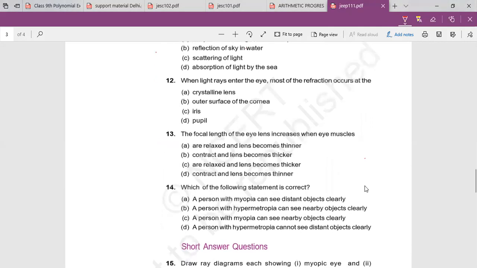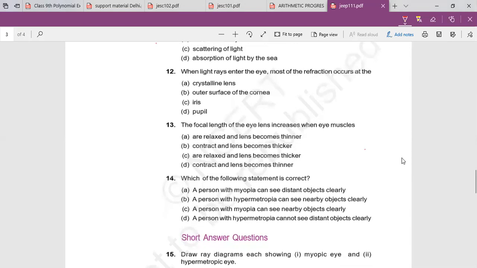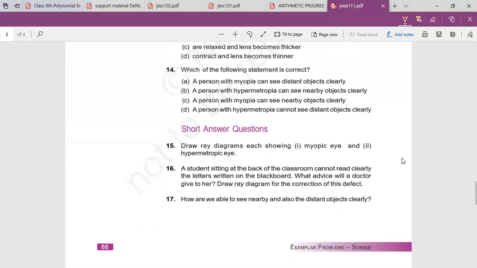A person with myopia can see distant objects clearly. Is it correct? No. A person with hypermetropia can see nearby objects clearly. No, that is also not correct. A person with myopia can see nearby objects clearly and cannot see distant objects clearly. So option D is wrong, and option C is right.